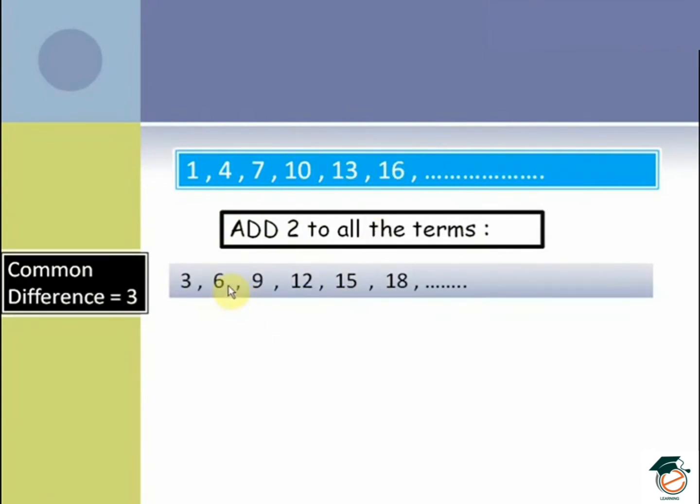Again, if we try to see the common difference, then what we get is 6 minus 3 is equal to 3, 9 minus 6 is equal to 3, 12 minus 9 is also equal to 3, and so we can say that the common difference is equal to 3. The common difference of this sequence was also 3 and the common difference of this sequence is also 3. So it proves that if we add the same number to all the terms of an AP, then the resulting sequence is also an AP and the common difference also remains the same.